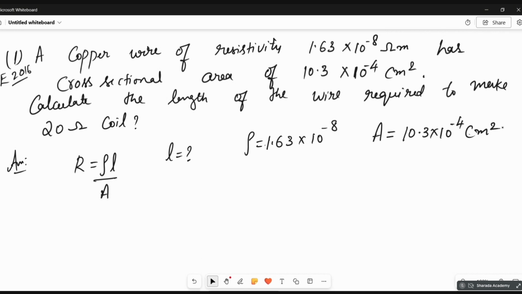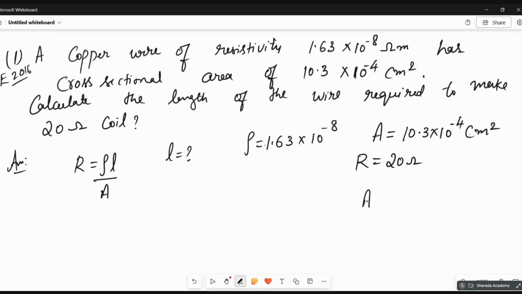Then what else has he given? R is equal to 20 ohms. And listen here, he has not given the diameter. Area directly he has given. And area is in centimeter square, but we want everything in meters. So that should be in meter square.